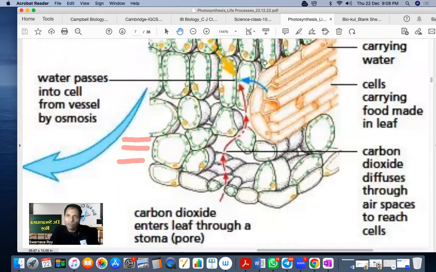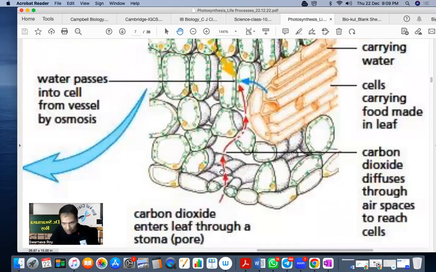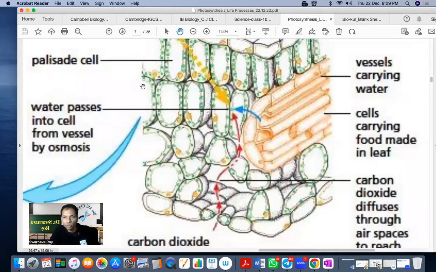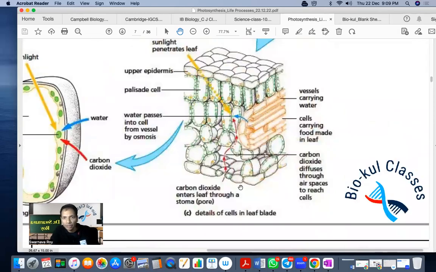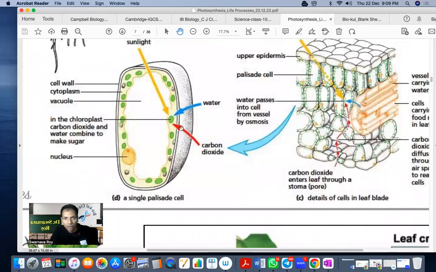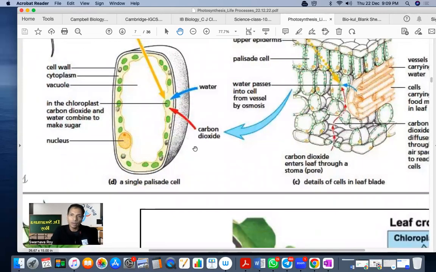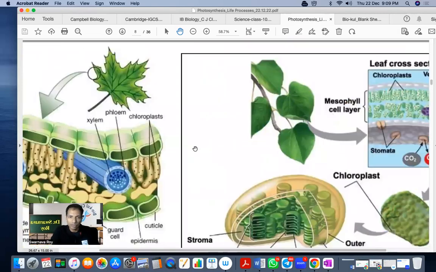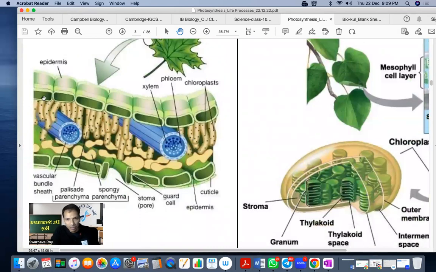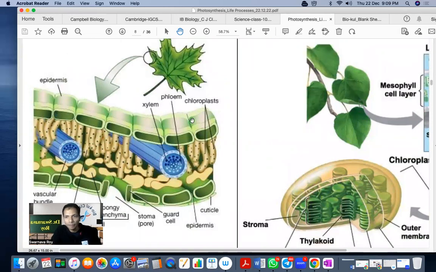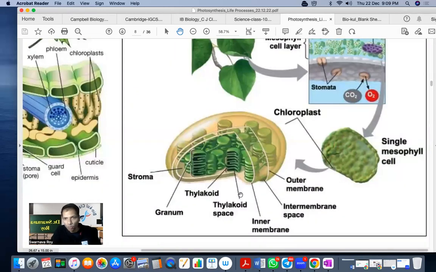And we see how this carbon dioxide is coming and entering into the leaf, and how ultimately it is reaching the chloroplast, right? So now this is another picture of the leaf cross section, and you can see the upper epidermis. You can see the bundle sheath here, and now we know the bundle sheath is made up of the vascular bundles, that is the xylem and the phloem. This is how the chloroplast looks.